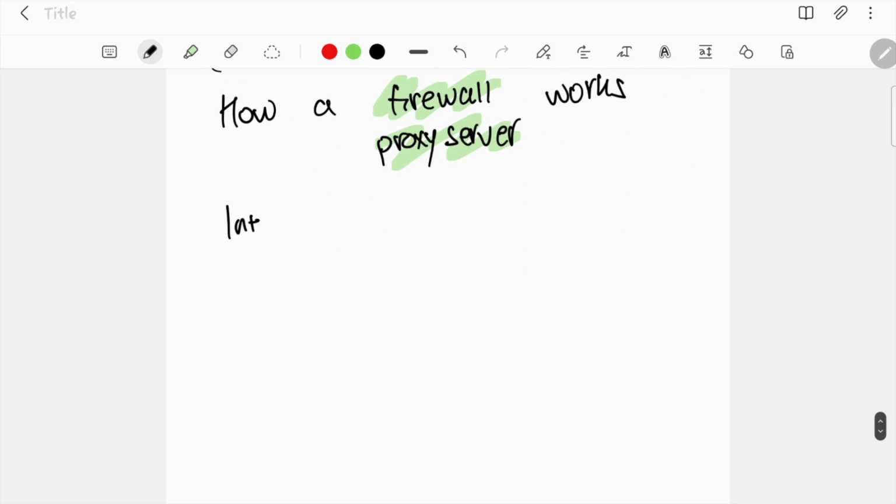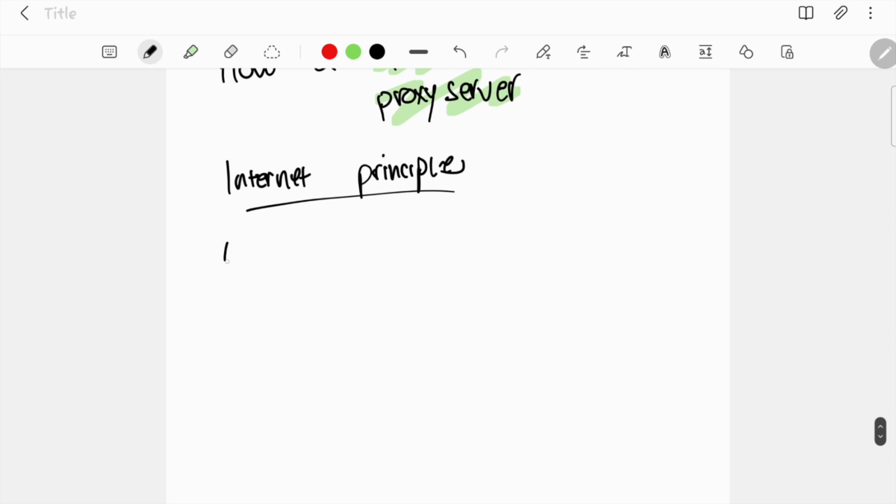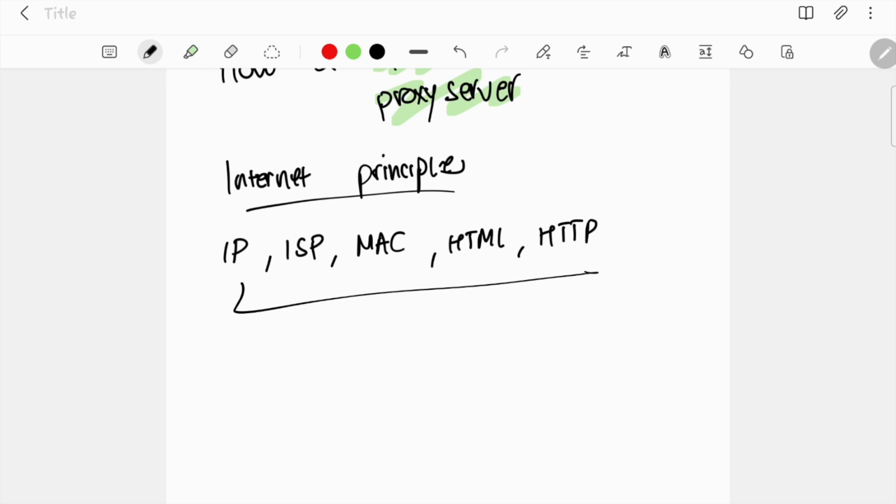Now let's talk about the internet principles. Internet principles will come, it usually always comes in one way or another form. So here we are talking about IP, ISP, we're talking about MAC, we could talk about HTML, HTTP. Look at the full forms. So learn the full forms and definitions.